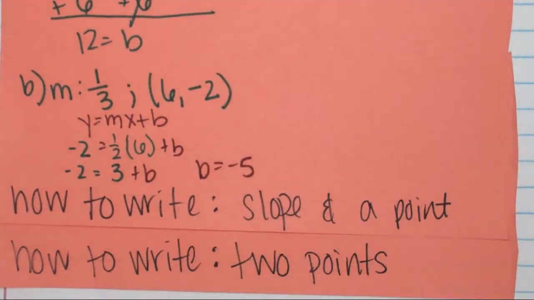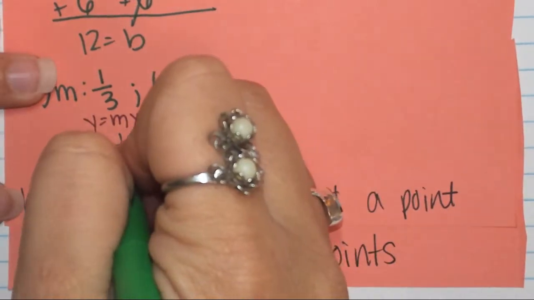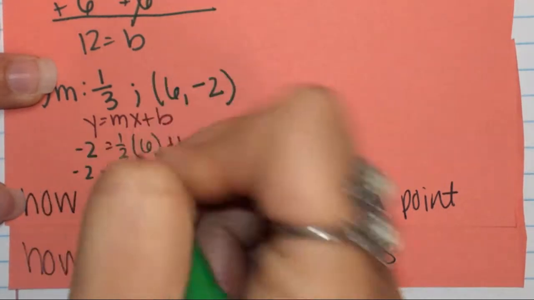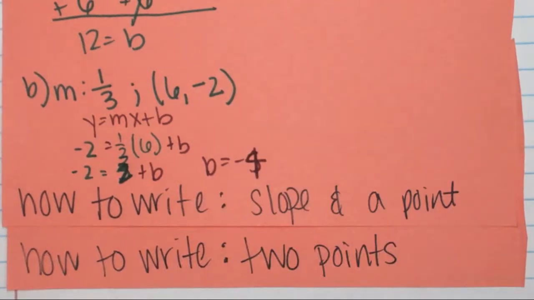Did y'all get b equals -5? You put one out instead of one. Oh, potatoes. Thank you. Take a point. Okay, did you get b equals -4? Yeah. Okay, go team. Thank you.